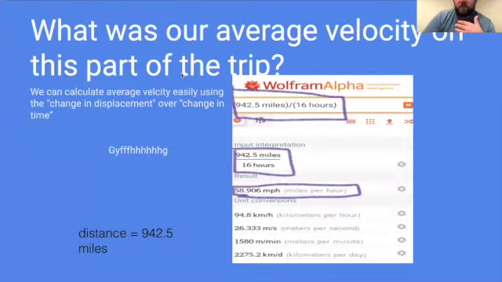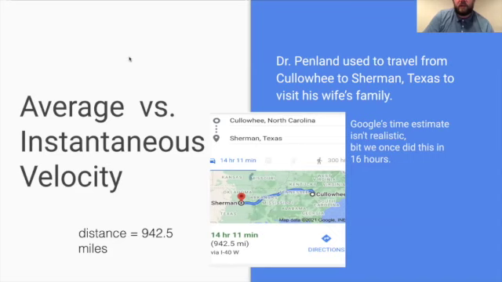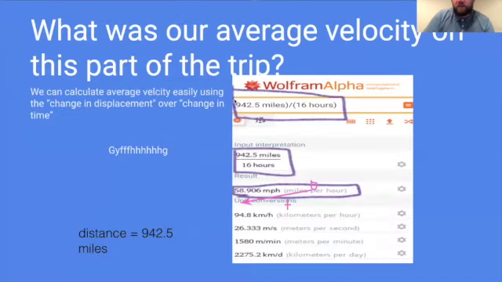What is the average velocity on the part of the trip where I traveled from Cullowhee to Sherman? Well, actually, before I do that, I need to think about which direction I'm going to call what. So I'm going to say that from Cullowhee to Sherman was the positive direction. I'm going to put Cullowhee at 0. With this, that means that my position is increasing. So I moved positive 942.5 miles in 16 hours, or about 58.906 miles per hour.